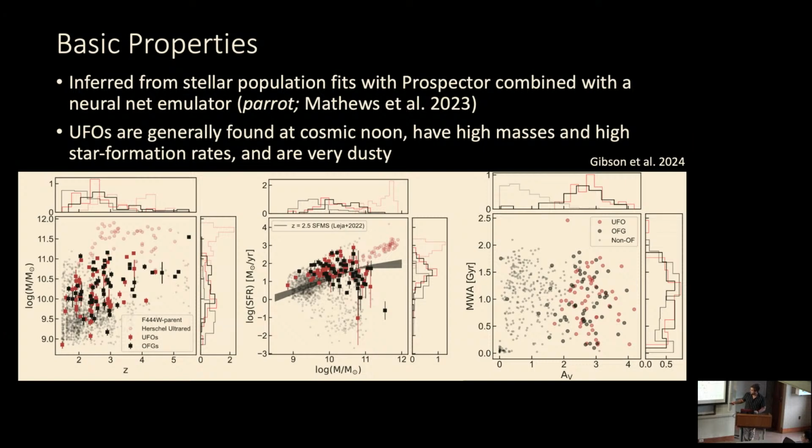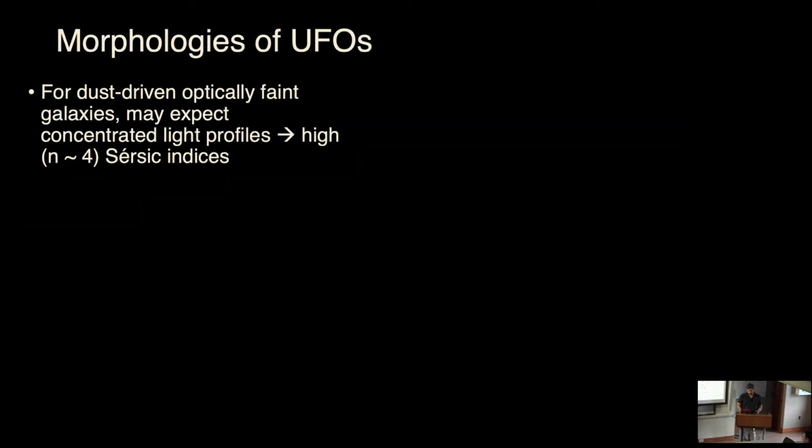And over here, I just want you to focus on the x-axis, which shows the dust attenuation. Compared to non-optically faint galaxies, these have large quantities of dust, which is what we think is driving this attenuation, this redness we see in them.